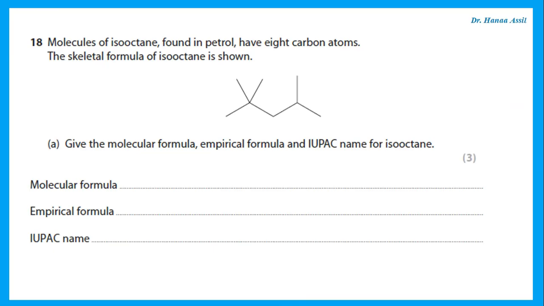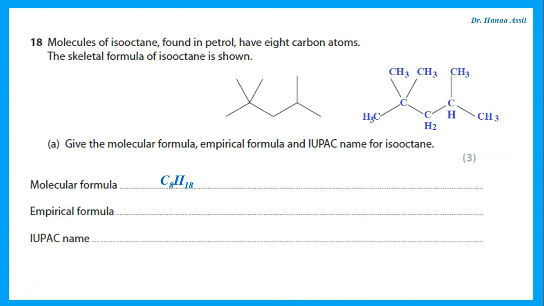Molecules of isooctane found in petrol have 8 carbon atoms. The skeletal formula is shown. Give the molecular formula, empirical formula, and IUPAC name for this compound. So, first of all, how do we get the molecular formula? That's just the total number of carbons, total number of hydrogens. So, we find that this is C8H18.